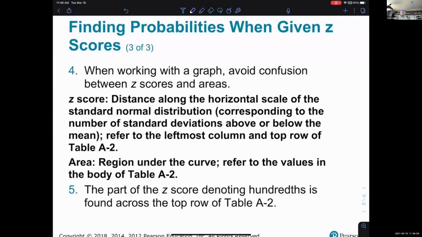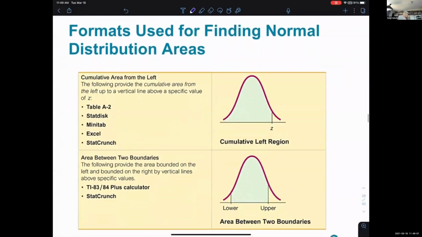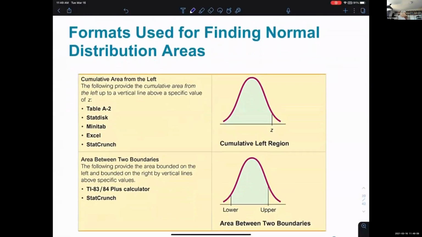The part of the z-score denoting hundredths is found across the top row of the table. If you're trying to use the table, again, we're going to use technology. So, formats used for finding normal distribution areas: cumulative area from the left is most common. The following provide the cumulative area from the left to a vertical line above a specific value of z.